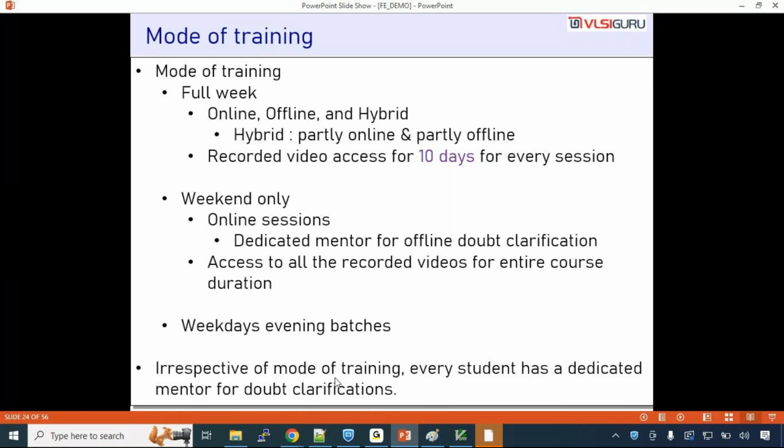Next, irrespective of mode of training, whether it is full week, weekends, weekdays, or evening, every student has a dedicated mentor for doubt clarification. As soon as you enroll for the training, we'll create one individual WhatsApp group only for you, where the trainer is there, admin is there. Whatever support you need, you post that request in the group.